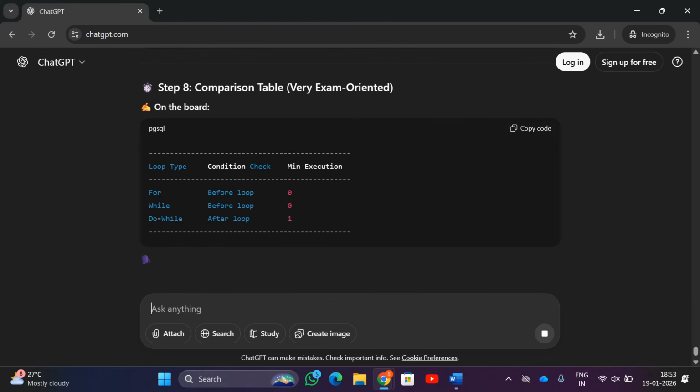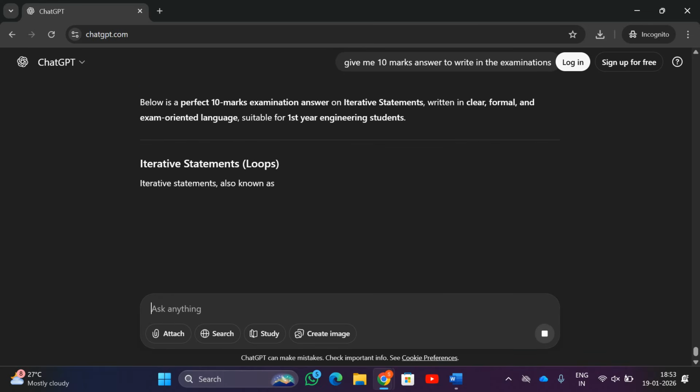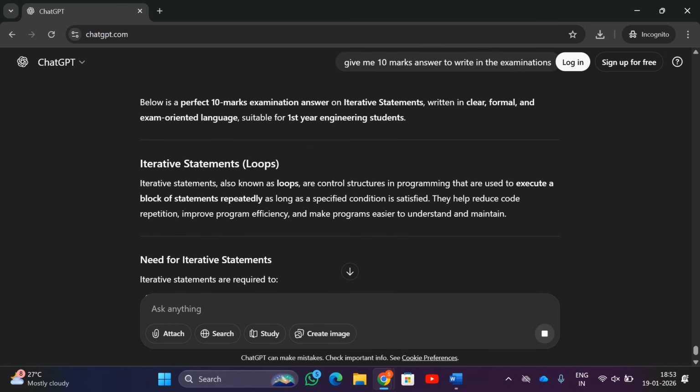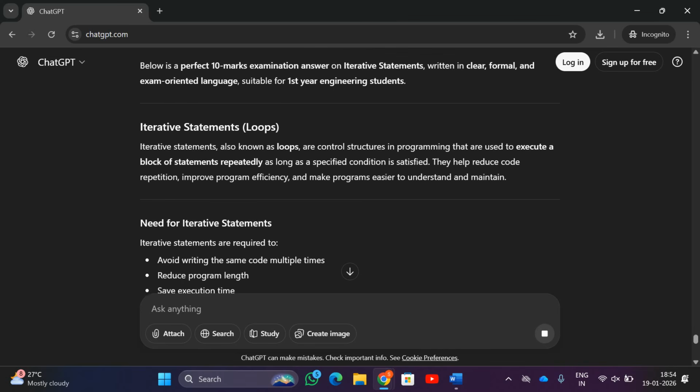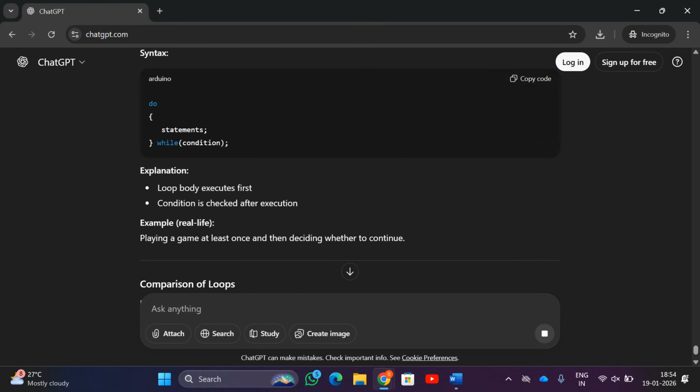Now I'll tell you. See, give me 10 marks answer to write in the examinations. See, this is completely for the students. See, below is a perfect 10 marks explanation answer on iterative statements written in clear format in exam oriented language, suitable for first year students. See, this is the information the first year students can use and they can write in the exam directly.